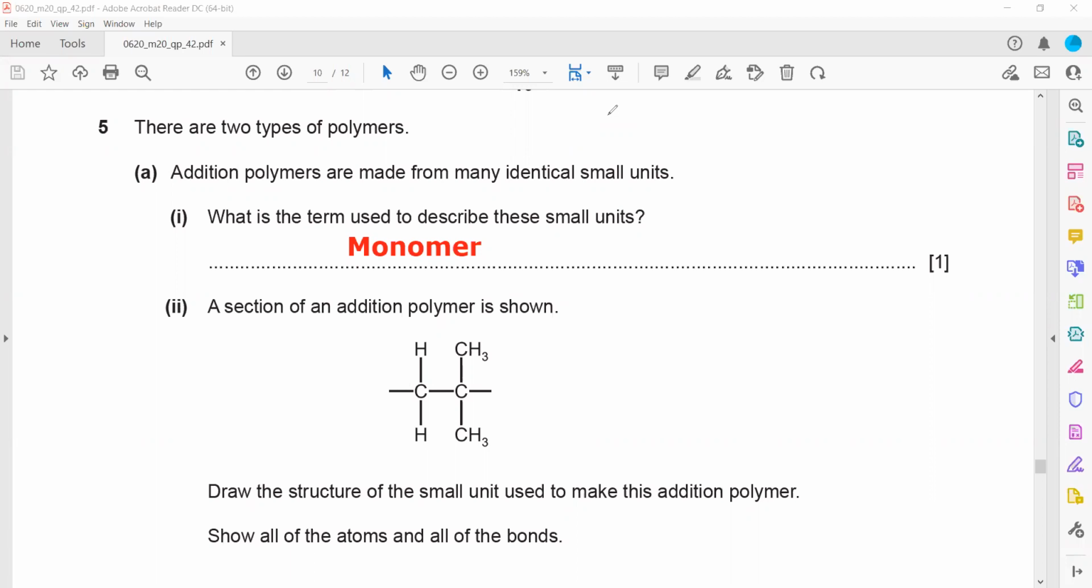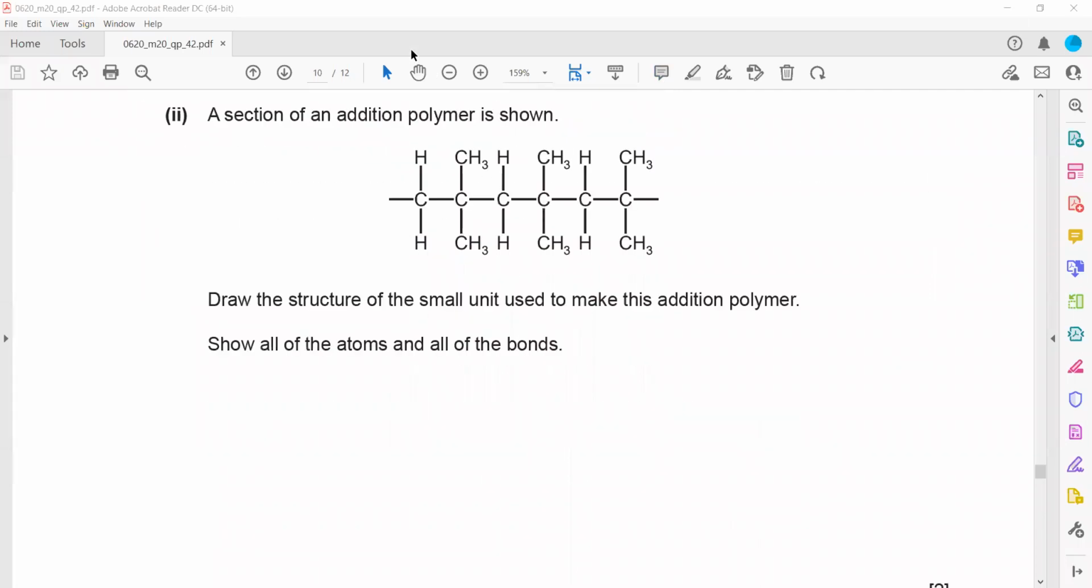So whenever you want to draw a monomer from the polymer, you just have to draw the same structure but with a double bond. So take the first two carbon atoms. This one has hydrogen up, hydrogen down. The second carbon has CH3 up and CH3 down. But you have to take the first two or the last two. Don't try to take it in between. So because it's a monomer, we'll place a double bond.